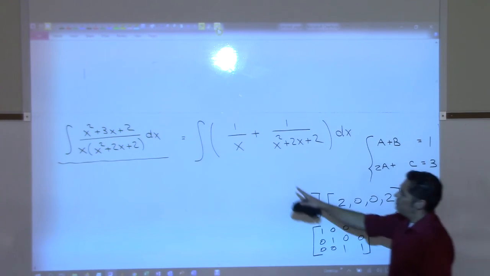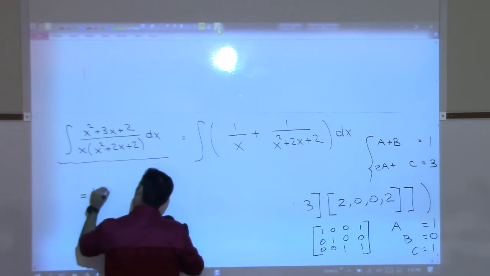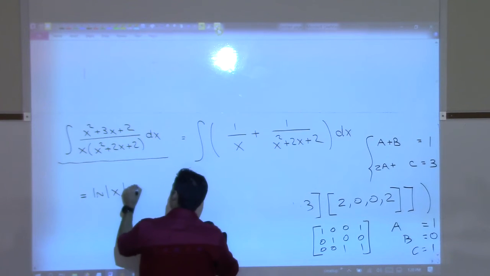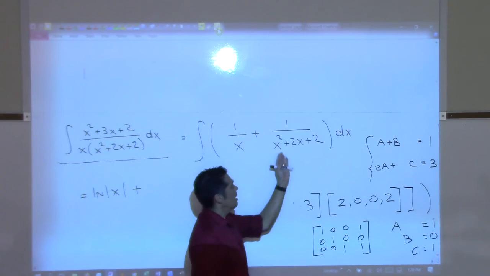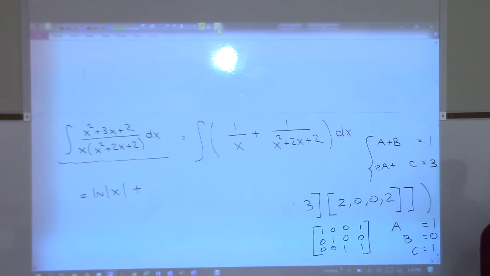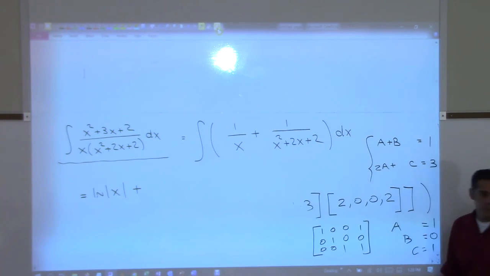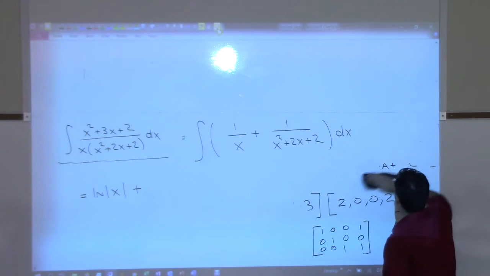So now what we can do is we can do these separately. And the antiderivative of the first one's pretty straightforward, right? Just ln x. And then plus, now I need to do some work on this one, right? How do we handle a situation where we have a constant over an irreducible quadratic? Complete the square. Yep, we're going to complete the square. So let's do that. I'll do that on the side over here.